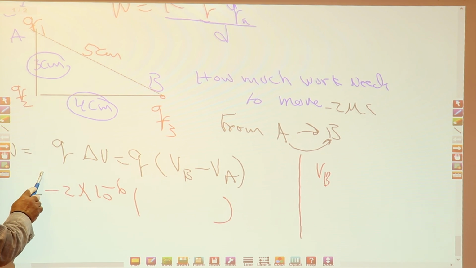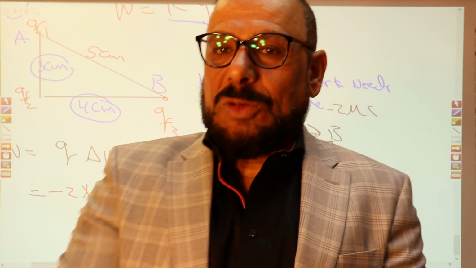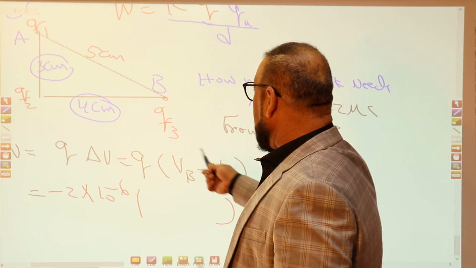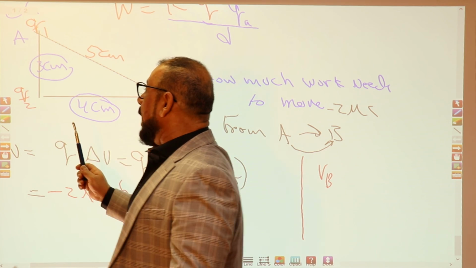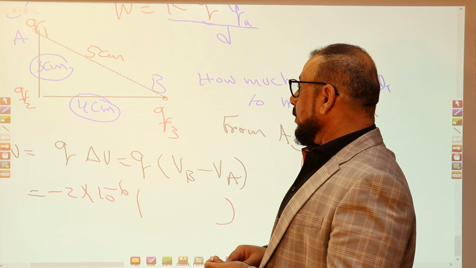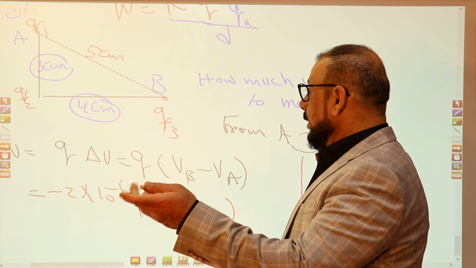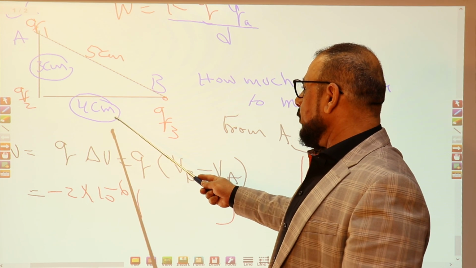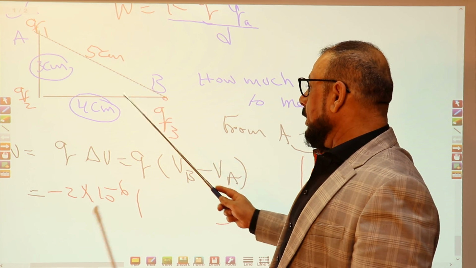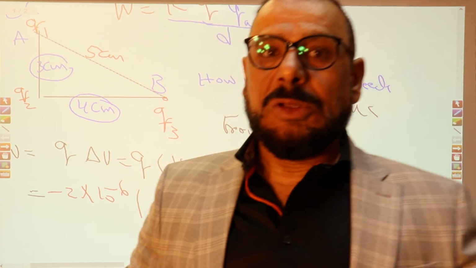V at B, look guys, I'm going to keep this problem for next time, but I'm going to give you the idea to do it till I do it for you next time. V at B comes from Q2 and Q1, you add them. Then you have K Q2 over 4 times 10 to the negative 2, plus K Q1 over 5. The same thing at A from Q2 and Q3. You calculate it, you find the difference, and this is what I'm going to do tomorrow.